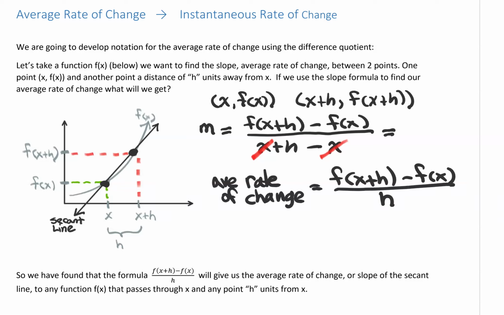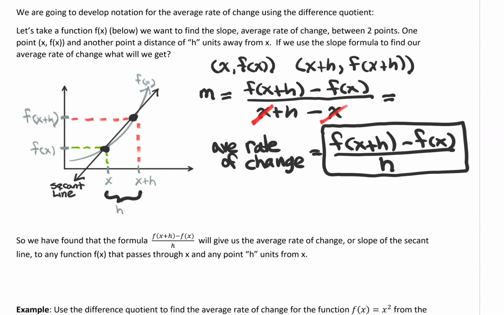Now, just to make sure you understand, the h is a value that represents a distance between your starting point here and your second point. So when we use this formula, h is the distance between the point that you are starting with for your slope and the second point. And then the y values are f of x and f of x plus h. So this little difference quotient will find us the average rate of change from x to a point x plus h.